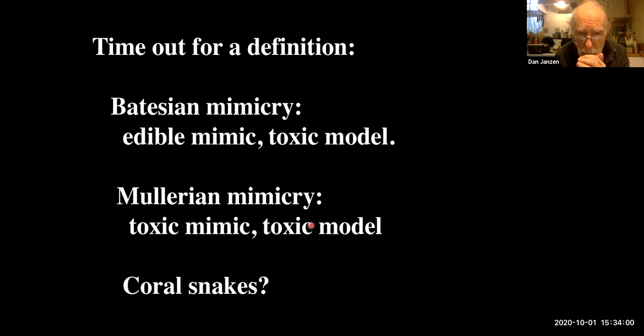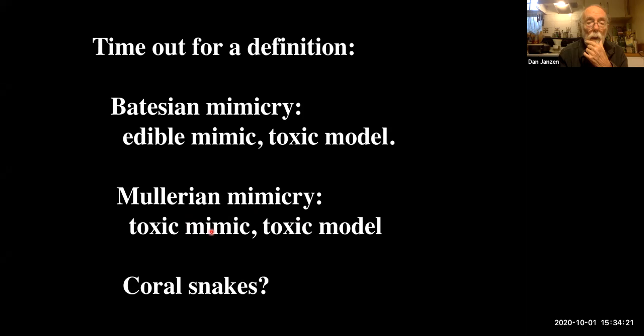In other words, if you're a learner and you have to learn these things, the more of the mimics. Now you can have as many mimics as you want to because they're toxic also. So everybody looks like everybody and they're all bad. Okay, that's Mullerian mimicry by a different guy named Muller, who also in the 1800s came up with this concept.